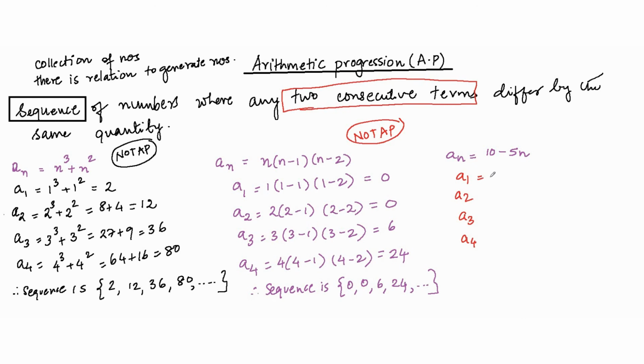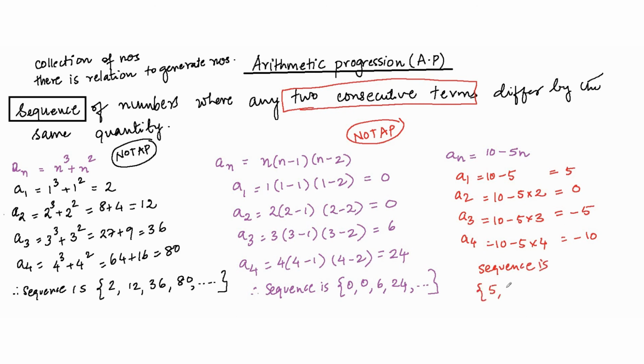A1 is going to be 10 minus 5. A2 is going to be 10 minus 5 into 2. A3 is 10 minus 5 into 3 and A4 is 10 minus 5 into 4. Now 10 minus 5 is 5 and 10 minus 10 is 0. 10 minus 15 is minus 5 and 10 minus 20 is minus 10. Therefore, I can say that the sequence is 5, 0, negative 5, negative 10. This is the sequence of numbers, right?